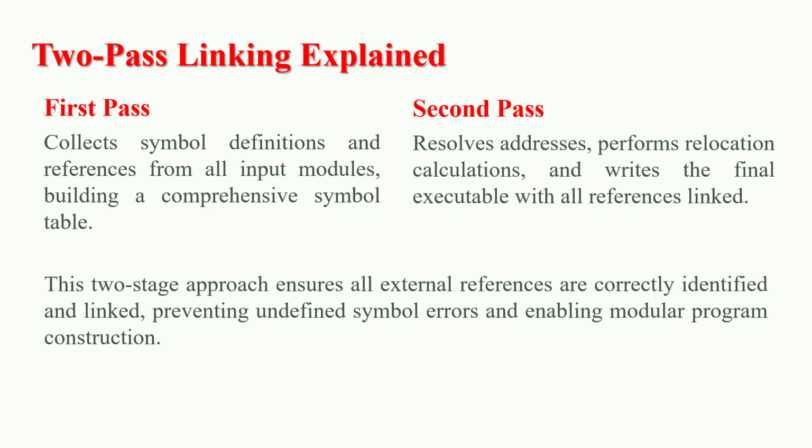Now the linker goes back in pass 2, replaces symbolic names with actual memory addresses, resolves references, and adjusts all code and data sections. And this is called relocation. So it's like writing a book. In pass 1, you list all the chapters and page numbers. And in pass 2, you fill the page numbers in the table of contents. By the end of the second pass, the linker produces a single well-organized executable file ready for the loader.